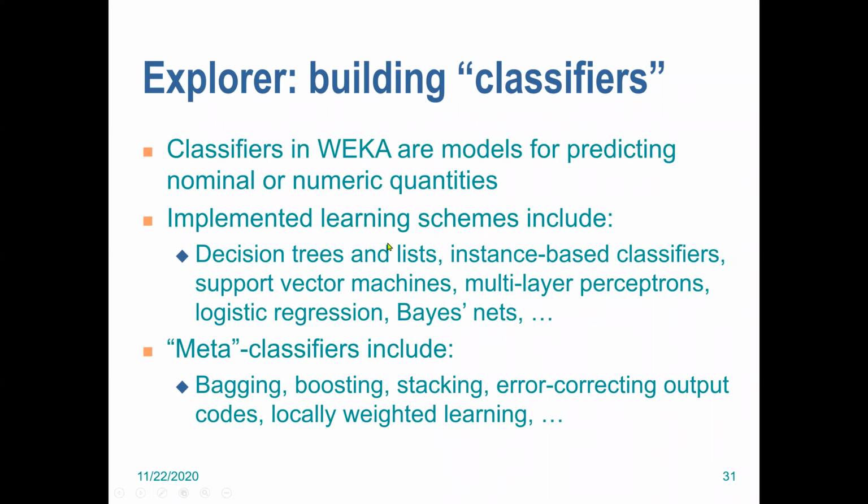Here we did only discretize. Here we want to show the steps. First step, preprocessing, which we call filtering. We finished that. The next step, we are building the classifiers. We can also build clusters or associations. Classifiers in Weka are models for predicting nominal and also numeric quantities, which the theory also told us. Classification algorithms are good for predicting nominal quantities such as yes, no, true, false, positive, negative, etc.